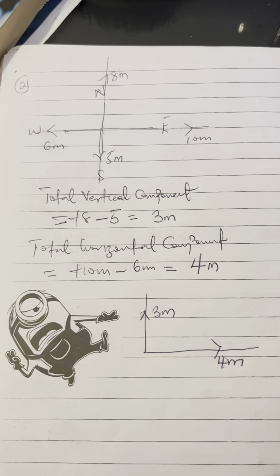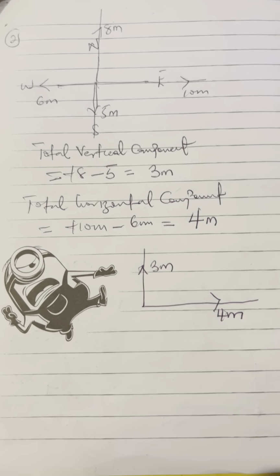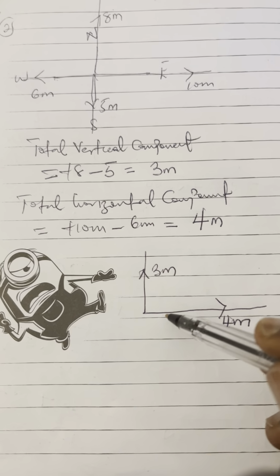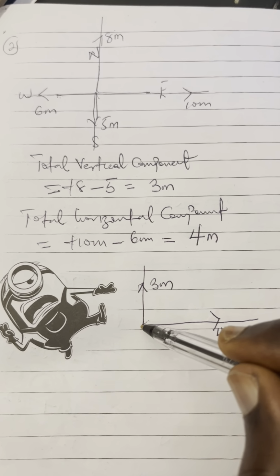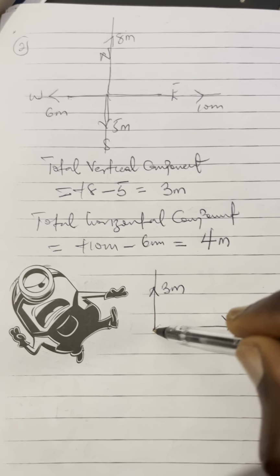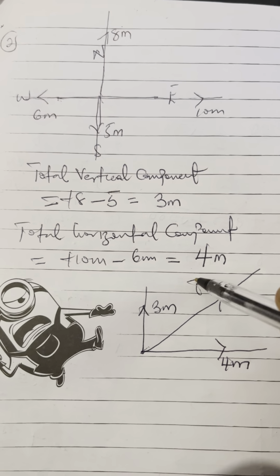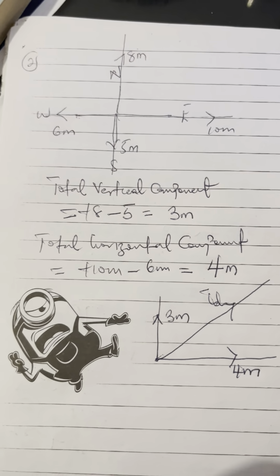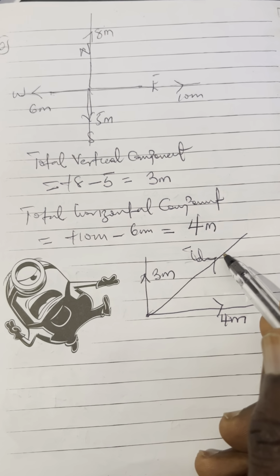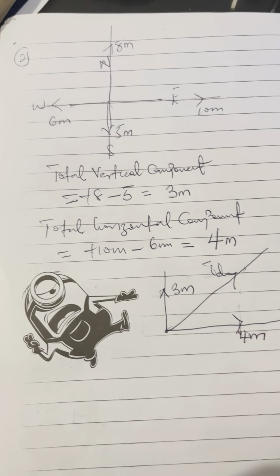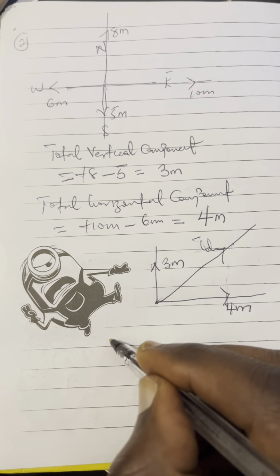Therefore, the total displacement will be the resultant displacement, similar to what we solved in the first question. The total displacement will come from the point of intersection of the two components. I call it TD. Looking at this gives us a right angle triangle, as we have explained the other time. So you are going to use the Pythagoras theorem.